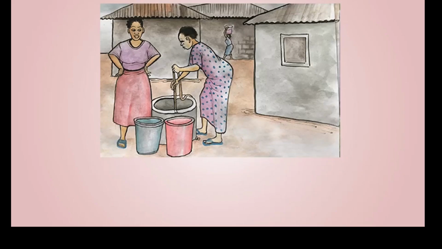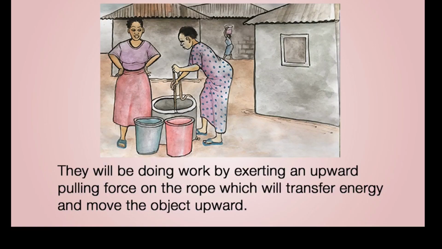Now let's take a moment and consider the women on your screen drawing water from a well using a bucket and rope. Apply the concept discussed and decide whether they are working scientifically or not. Your guess is as good as mine. They will be doing work by exerting an upward pulling force on the rope, which will transfer energy and move the object upwards.